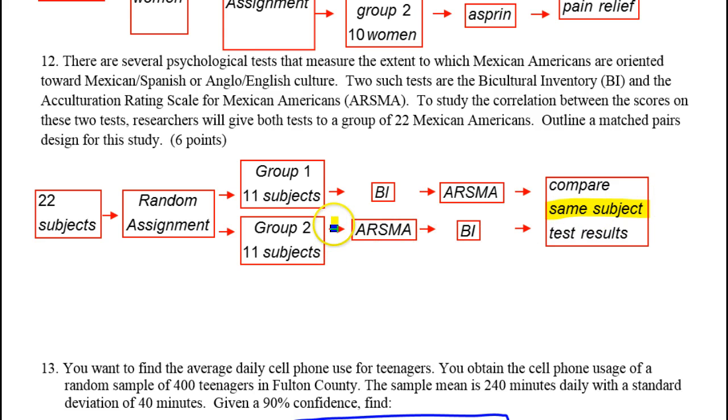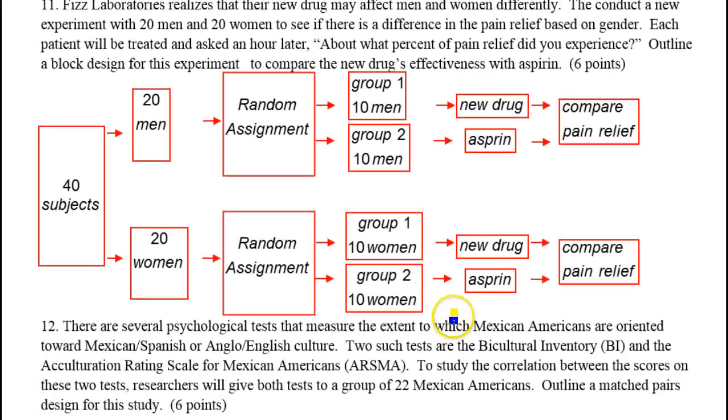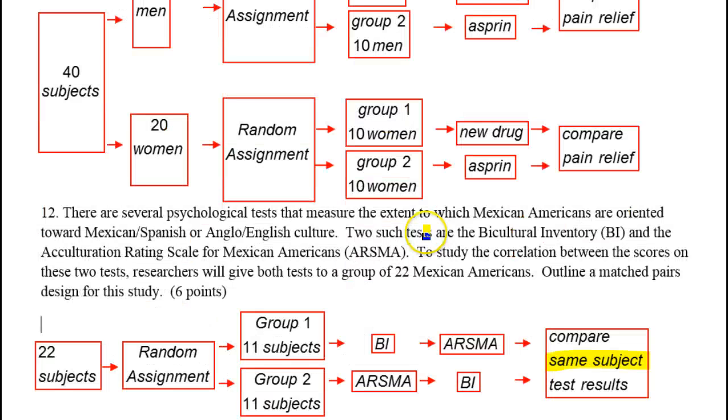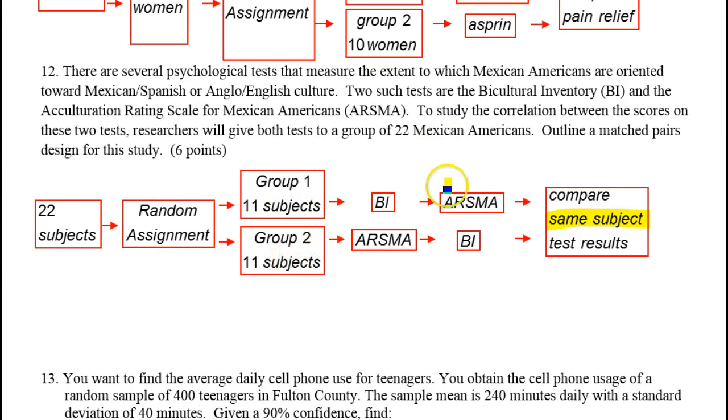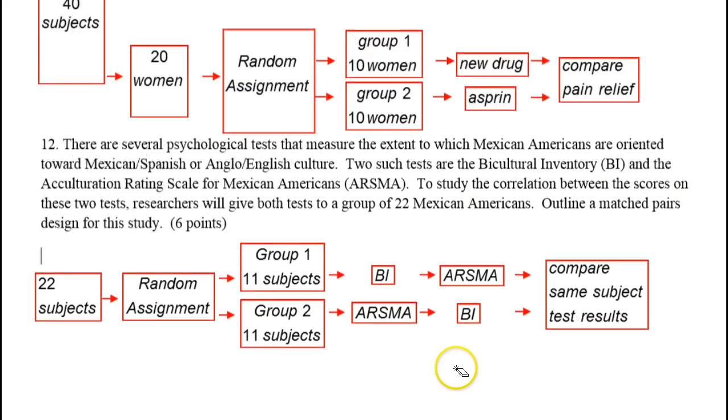Because the idea is, unlike when we did a simple random design, we're not comparing group 1 and group 2. So even though we have a group 1 and group 2, we're not comparing those. We're comparing each person with themselves. Okay, so same subject. So you can't leave out either one of these words. Some students wanted to say compare same test results. No, you're talking about the same person, same subject test results. You can't leave any of those words out. So that is how you design a matched pairs design for an experiment.